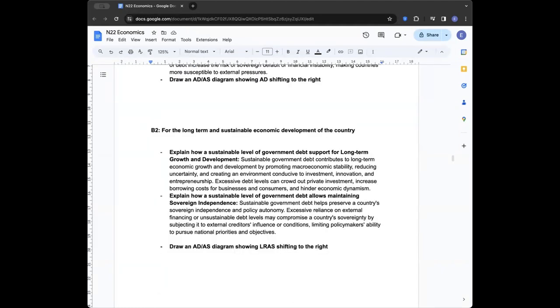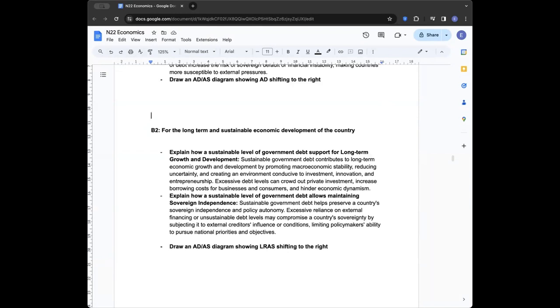Next is about the importance of sustainable government debt seen from the perspective of long-term economic development of the country. First, a sustainable level of government debt can support long-term growth and development, which is pretty obvious because the government can conduct long-term investment in infrastructure or technology and all these kinds of things. So that's why it is so important for long-term development.